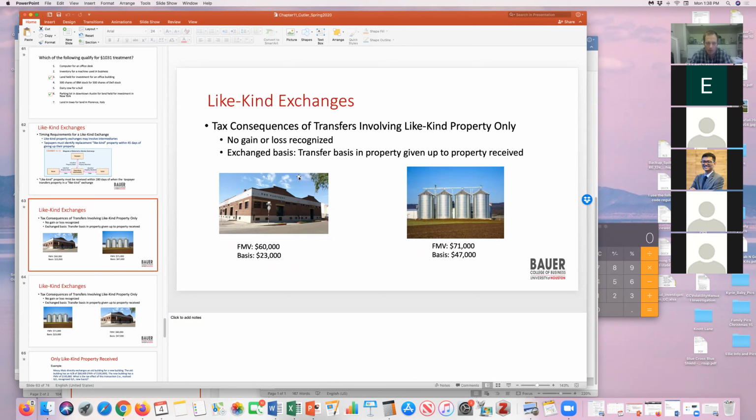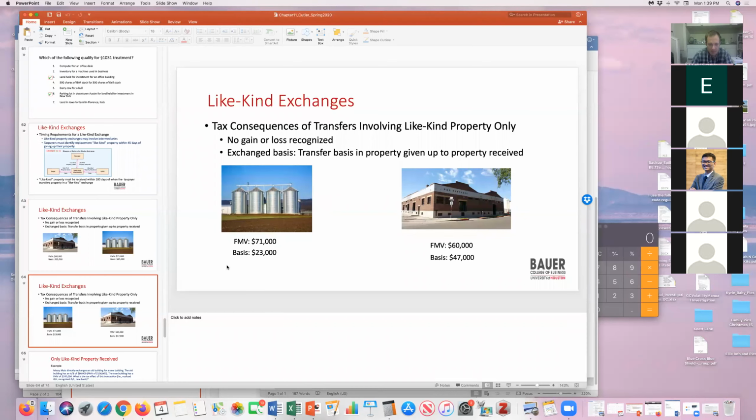So in this example, they trade one building for another. They both just have to be used either for business or investment. So now I'm getting something that's worth 71,000 when I'm going to trade it to this person, but they're going to keep their basis of 23,000. So you can see after they swap, the basis stayed the same, but they got the different building with its fair market value. So that would be the simple example. Is that making sense so far?